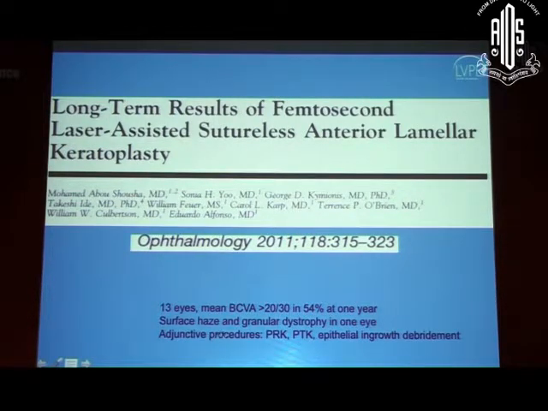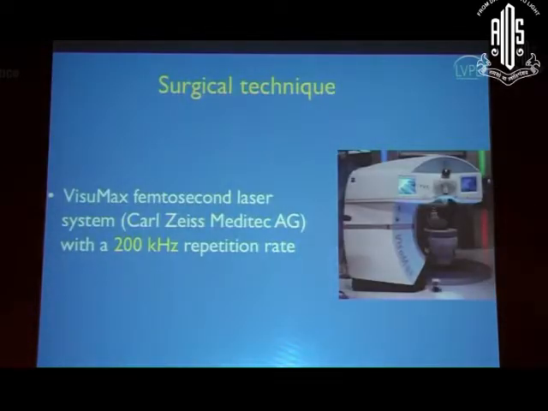They did have surface haze, and there was recurrence of granular dystrophy in one eye each. And what they did was several adjunctive procedures in order to improve the visual acuity. This best corrected visual acuity was without any adjunctive procedure. When they did either PRK or PTK, and they had a few other complications like epithelial ingrowth, they could improve the visual acuity to 80% or better in the entire cohort at the end of 1 year. So this was pretty encouraging visual results in the case of FALC, or femtosecond laser assisted sutureless anterior laminar keratoplasty.